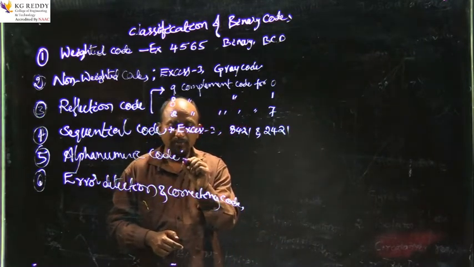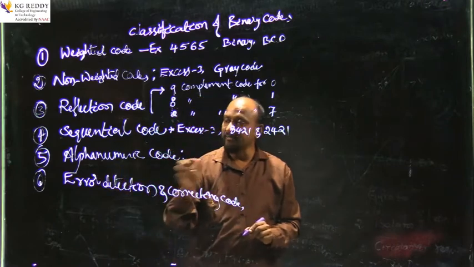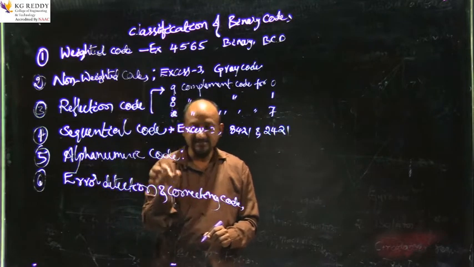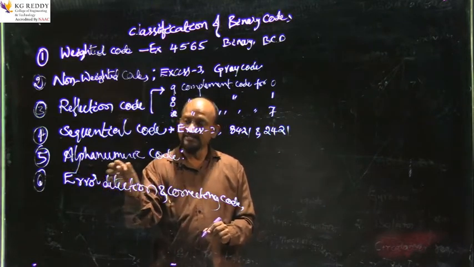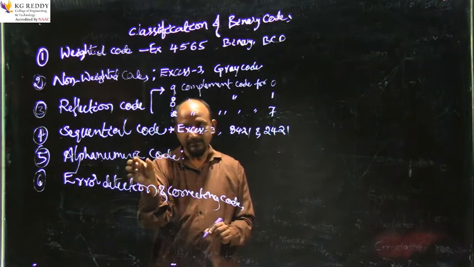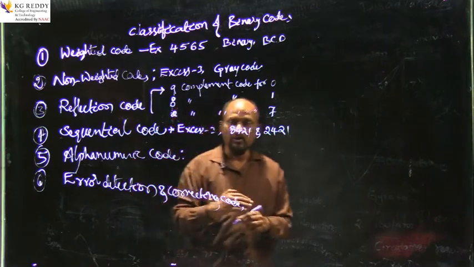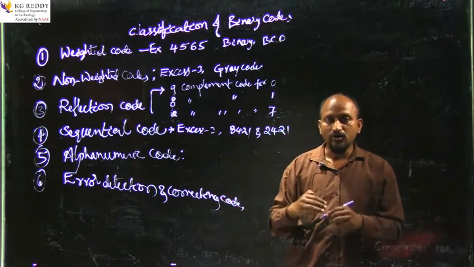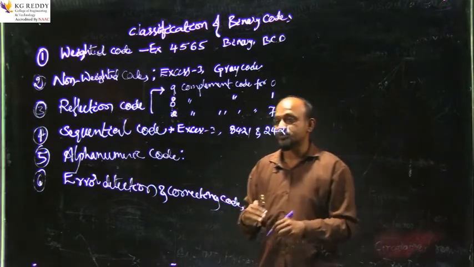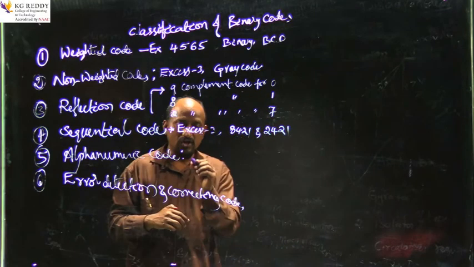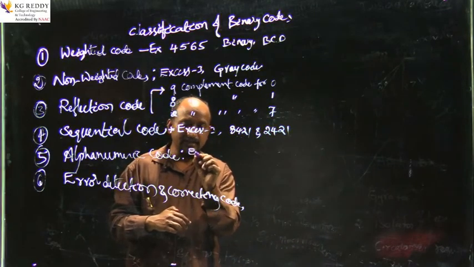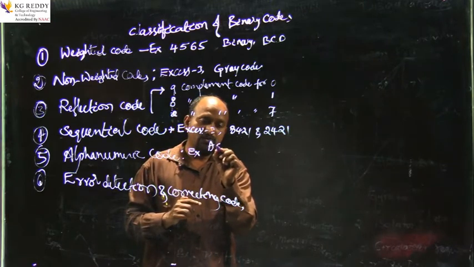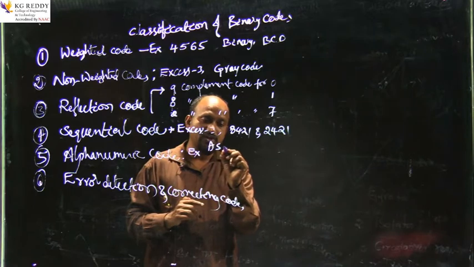In alphanumeric code, the name itself has the meaning: the code which consists of alphabetical letters as well as numerical letters. So a combination of alphabetical characters and numbers is called an alphanumeric code. Examples under these alphanumeric codes are ASCII, which means American Standard Code for Information Interchange.